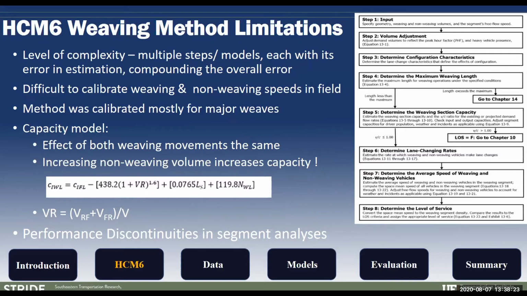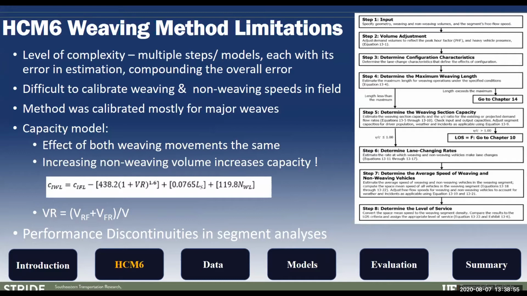The capacity model, which is listed here in that equation, makes a couple of assumptions. One is that using this term VR, which is basically the ratio of the weaving flow to the total flow, provides equal weight to both the on-ramp flow and the off-ramp flow. And in general, we think those ought to have different effects on the capacity and on the speed.